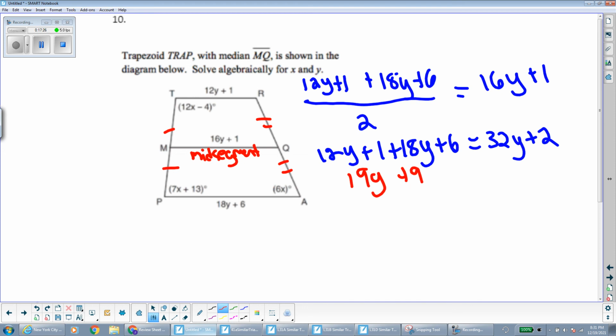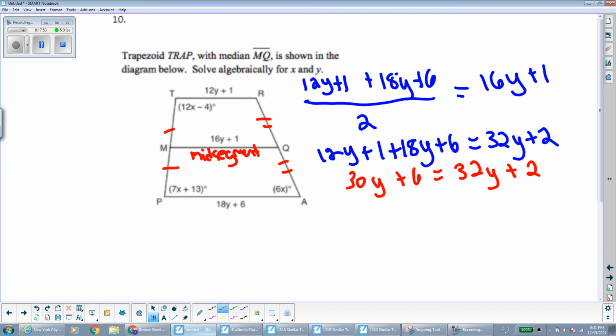Oops. Oh no. Let me backtrack that a bit. So let's combine these like terms over here. I have 18y plus 12y, and that gives me 30y. So let me write that down. 30y plus 6 is equal to 32y plus 2.